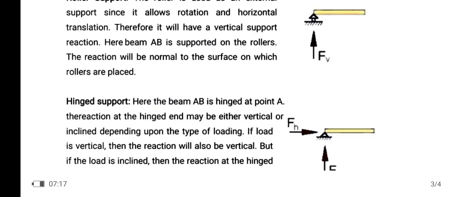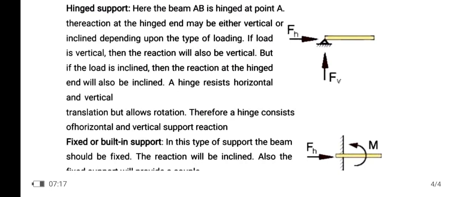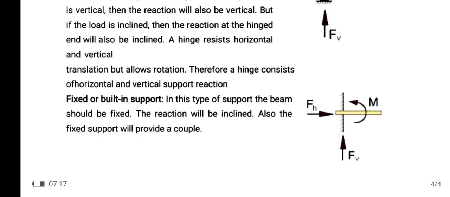Next, hinged support. Here the beam AB is hinged at point A. The reaction at the hinged end may be either vertical or inclined depending upon the type of load. If the load is vertical, then the reaction will also be vertical. But if the load is inclined, then the reaction at the hinged end will also be inclined. A hinge resists horizontal and vertical translation but allows rotation. Therefore, a hinge consists of horizontal and vertical support reactions.